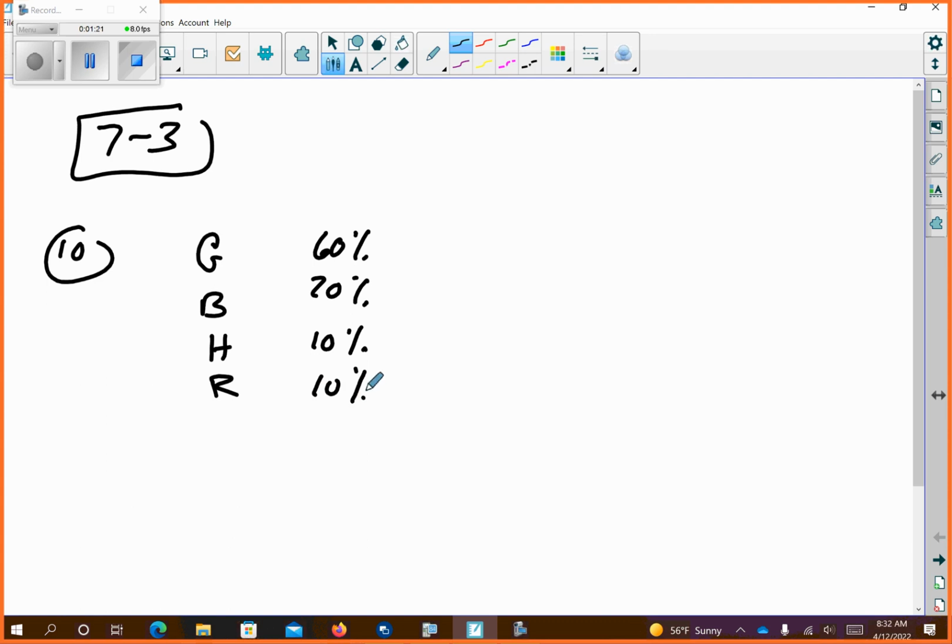So this is the expected percents. And then they have the observed. Now, the hard thing with the observed is they say this. We have these numbers. So you have one that's in percents and you have one that's an actual number. So it becomes, I'm going to grab my calculator, that way I can do it quicker.